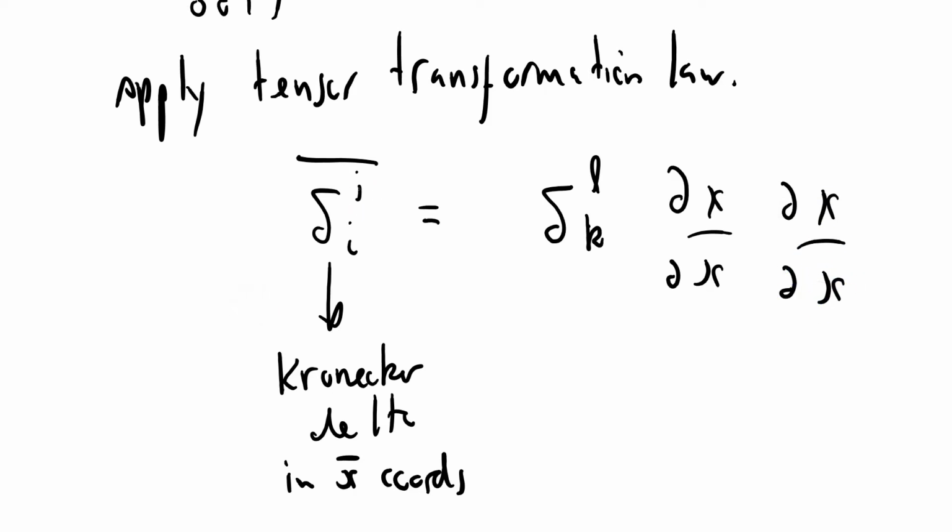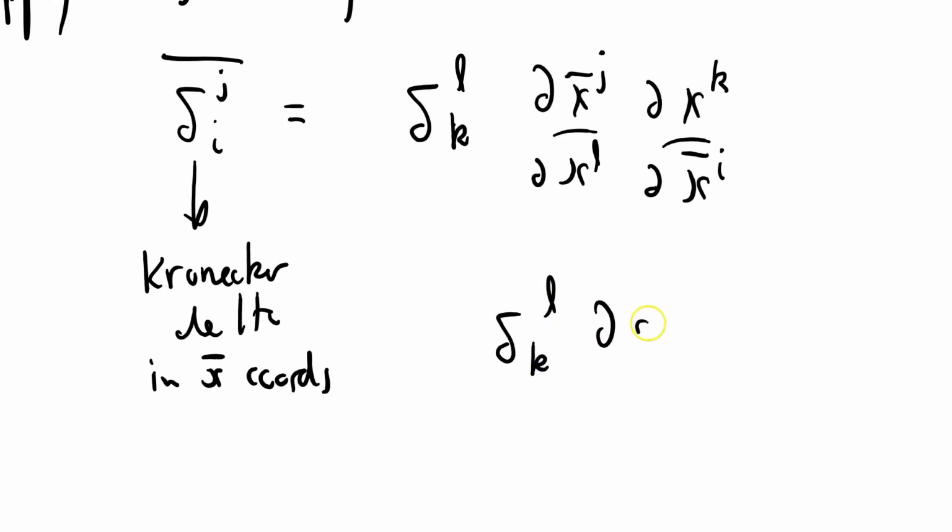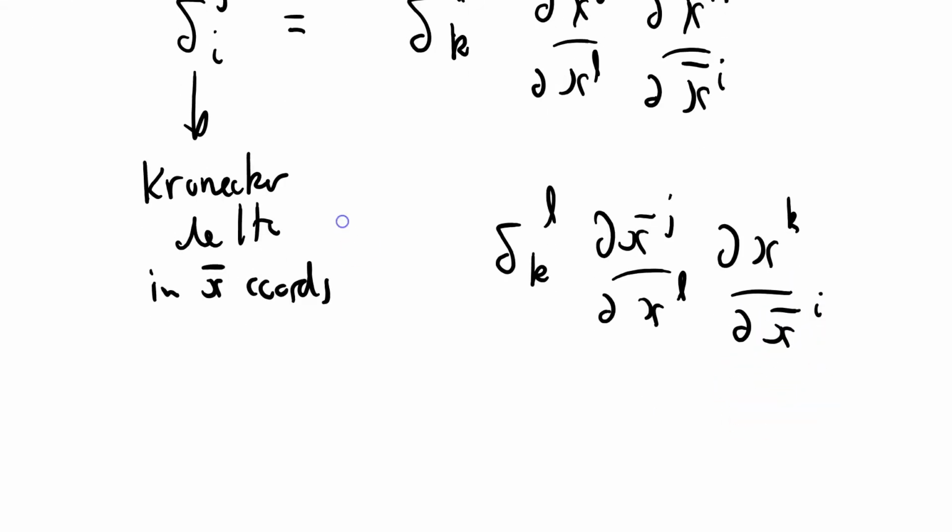Let's get this right. We've got a j on the top there, so that's got to be a j here. That's barred, so that's barred. This l is going to contract with that l there. That's not barred, so that's not barred. That k is going to sum with that k there. What have we got left? We've got an i on the bottom, which must go there, and I think I've forgotten a bar somewhere. There. Okay, so what's this thing equal to? Delta kl, di x bar j by di xl, di xk by di x bar i, equals what?